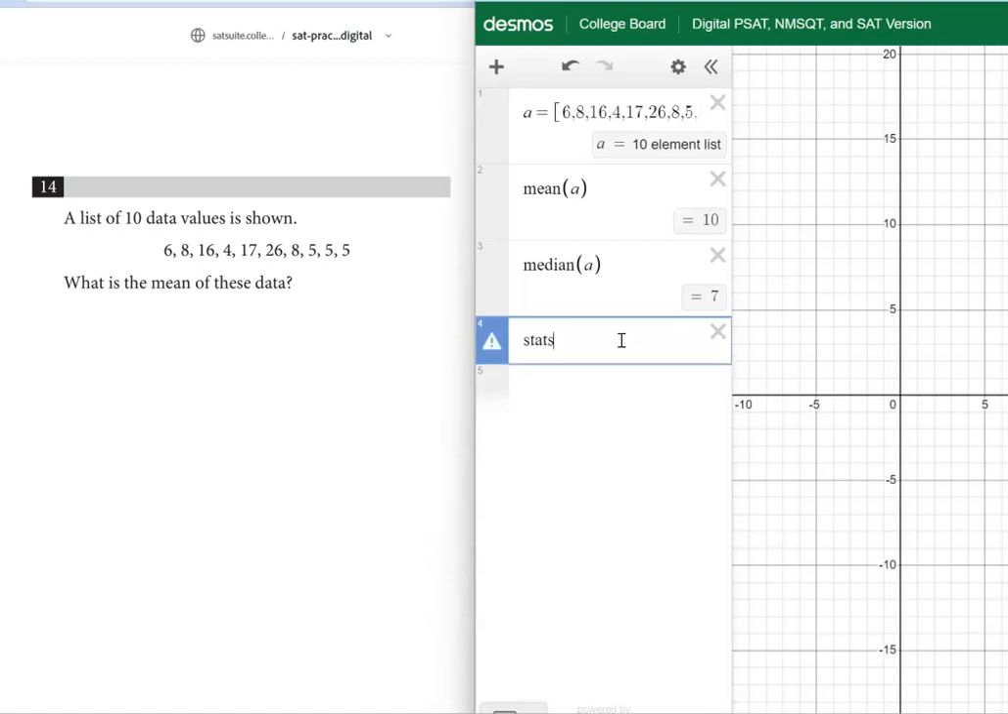So let's do STATS and then A. And then see all that information, the minimum, the maximum, the median, all that information. So this is a really nice tool to use. If you're not familiar with it, I encourage you to play with it. But this answer was 10 because it did ask for the mean of these data.